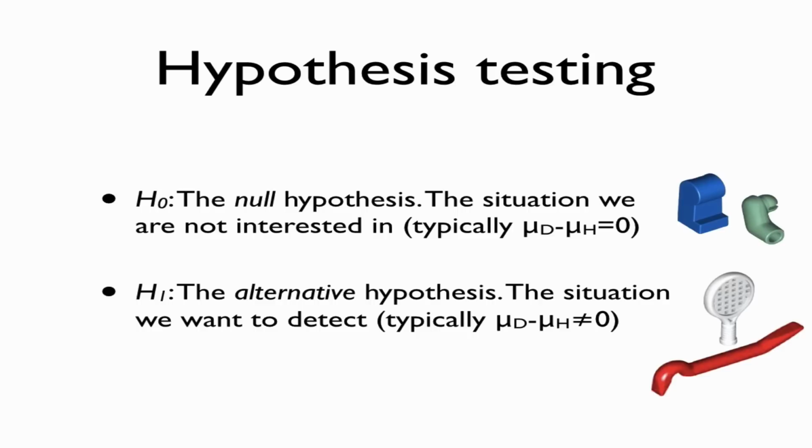And the way we do this is that we assume that the null model or the null hypothesis is correct, and we then try to assess the probability that we observe a situation as extreme as the one that we observed in our samples. And if this probability becomes low enough, we're able to reject the null hypothesis in favor of the alternative hypothesis.